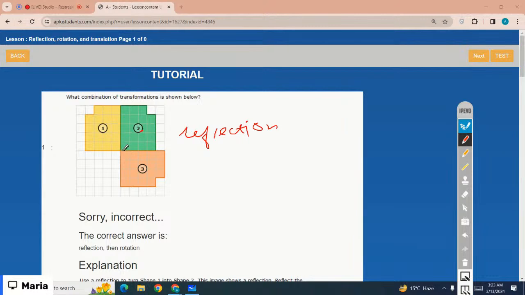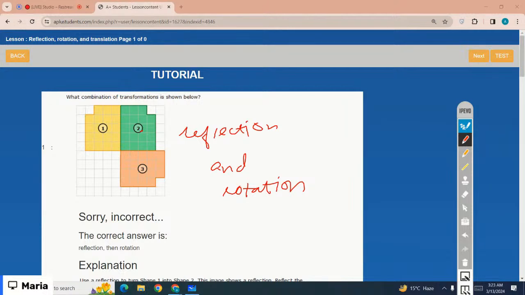And from 2 to 3, one point is exactly the same, and the rest of the figure is rotated. That means for 3, first you have the reflection, and then you have the rotation. These are the transformations, right? So you have to see which transformations you have applied on the figure. From 1 to 2, that is a reflection, and from 2 to 3, that is a rotation. Got it?